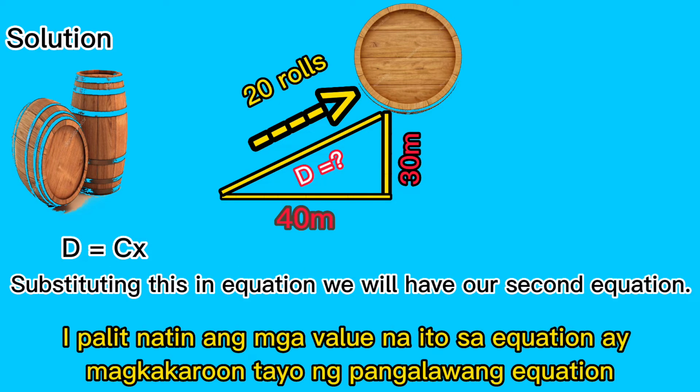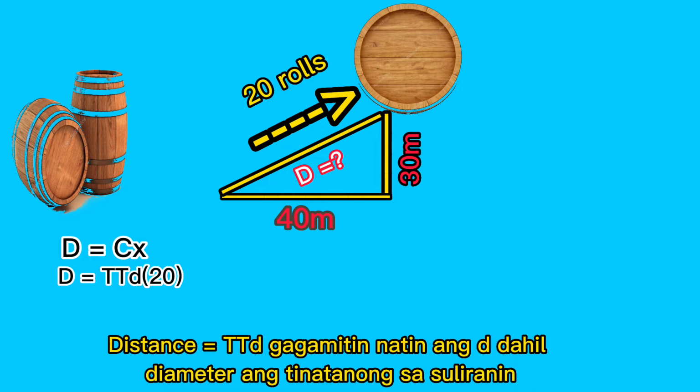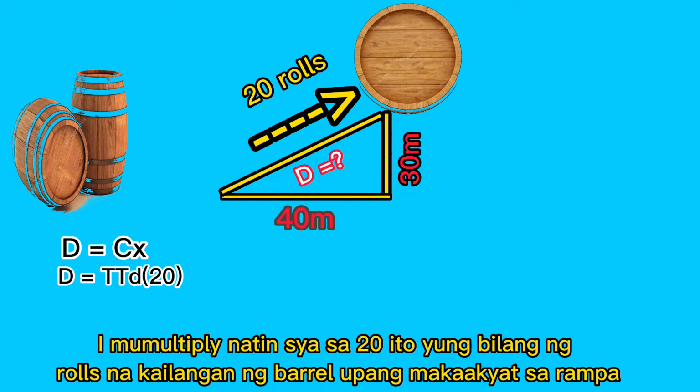Substituting this in the equation, we will have our second equation. Distance d equals pi d. We will use diameter d since diameter is being asked in the problem. Multiply by 20, which is the number of rolls needed by the barrel to go up the ramp.